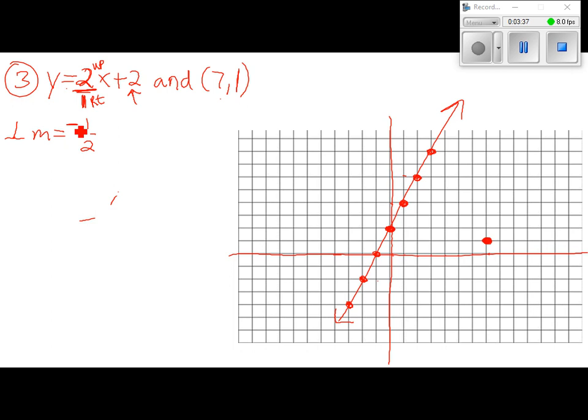So the slope's -1/2. Well, that tells us to go down 1 and to the right 2, down 1 to the right 2, but we're not getting closer to the line. So instead we need to go up 1 to the left 2, up 1 to the left 2, up 1 to the left 2. And this time we get lucky and we hit right at that point.